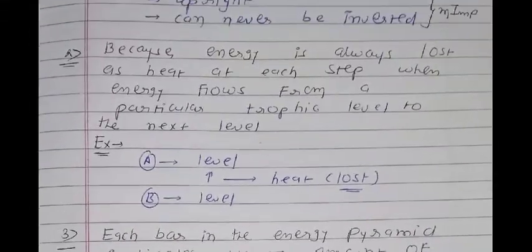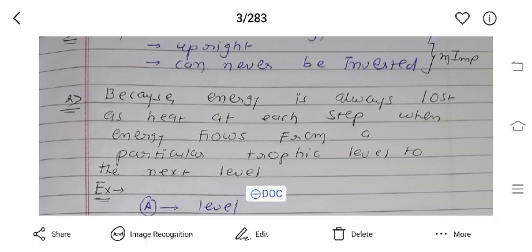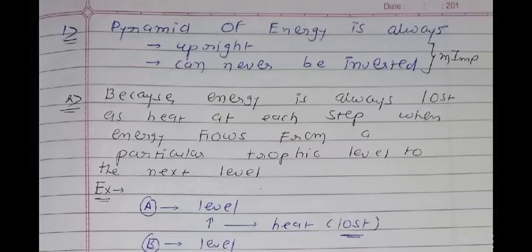Okay, now see what about the last concept of this question. Pyramid of energy is always upright. See, we are talking about the pyramid of energy. It is the one type of ideal pyramid. So you will remember that the pyramid of energy is always upright, can never be inverted. So it is never inverted. It is the most important MCQ. The pyramid of energy will always be upright, can never be inverted.